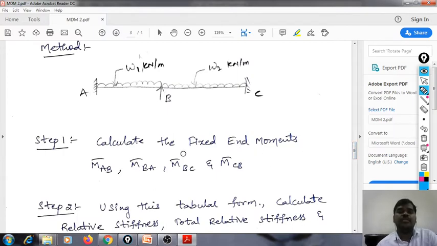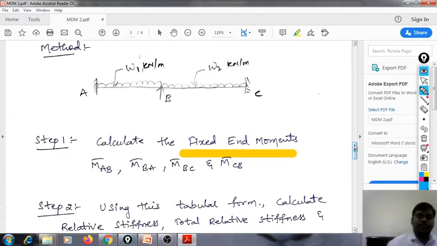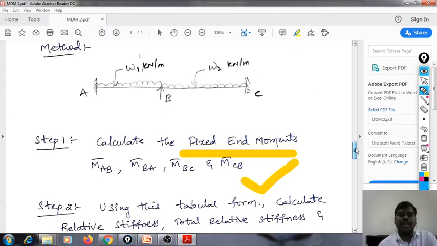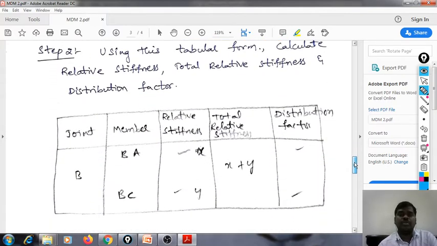So what are the fixed end moments? The fixed end moments were already learned in your Structural Analysis 1 while solving the slope deflection method, and also in the previous video I have shown you the fixed end moments again. Here you have to find the fixed end moments M bar AB, M bar BA, M bar BC and M bar CB.